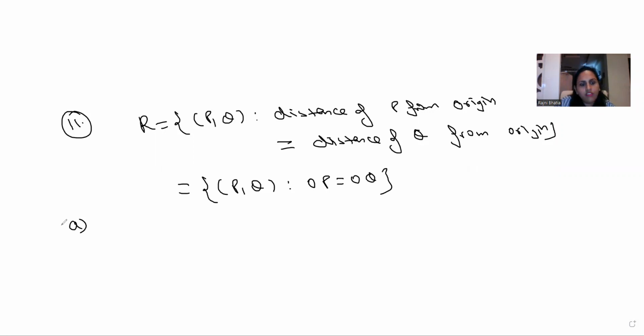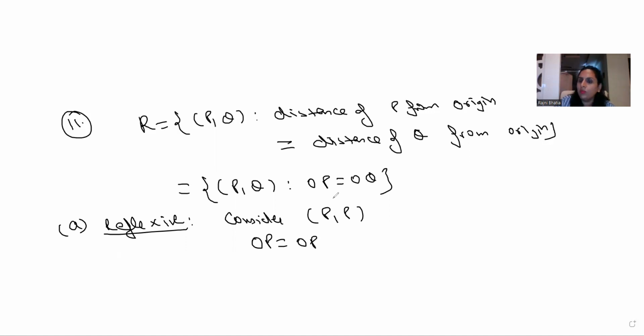So we are going to start with reflexive. For reflexive, we always write, consider (P, P). Now we know that OP is always equal to OP because they are the same. Same distances are always equal. This implies (P, P) belongs to R for all P that belongs to A. And therefore, our given relation is reflexive.